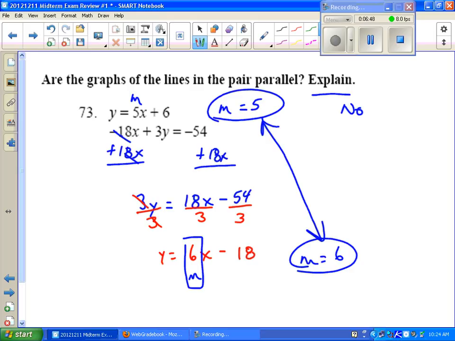When you have to explain it, they have different slopes.